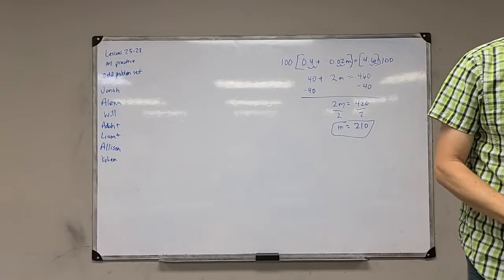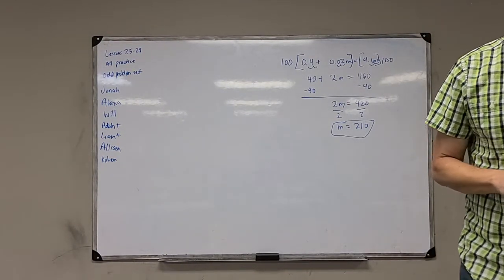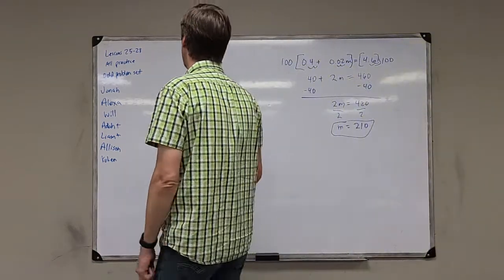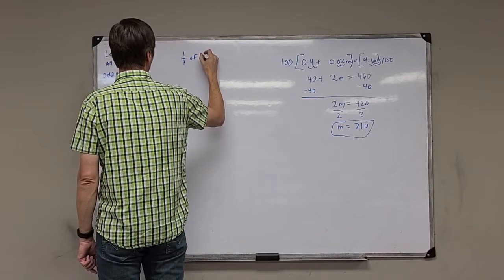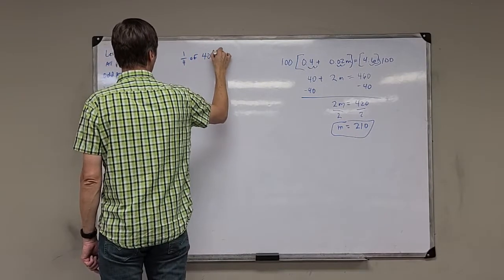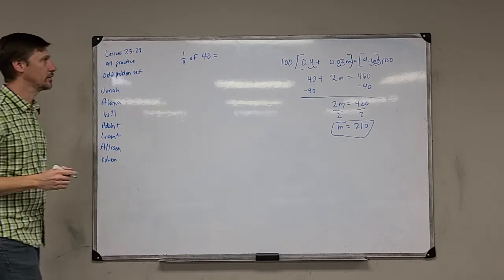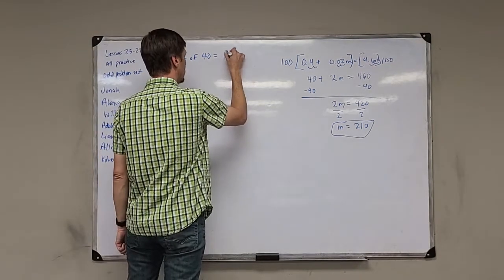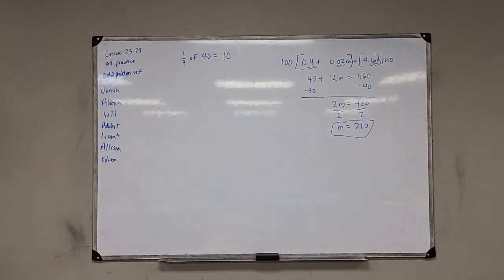First thing, fractional parts of numbers. So if I say 1/4 of 40, what does that equal? 10. It equals 10, right? If you divide 40 into 4 parts, you would have 10 in those 4 parts, right? If we had 40 cookies and we each got 1/4 of those cookies, we each get 10 cookies, right? So 1/4 of 40 is 10.